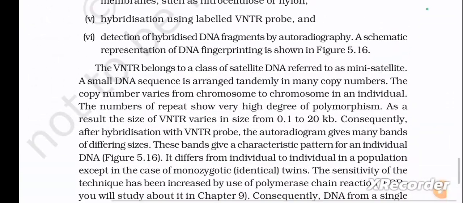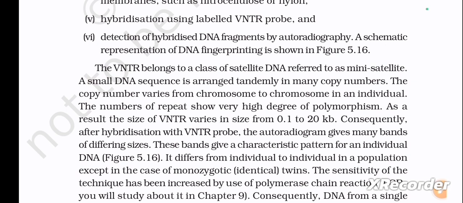The VNTR belongs to a class of satellite DNA referred to as mini-satellite. A small DNA sequence is arranged tandemly in many copy numbers. The copy number varies from chromosome to chromosome in an individual. The number of repeats shows a very high degree of polymorphism. As a result, the size of VNTR varies from 0.1 to 20 kb.